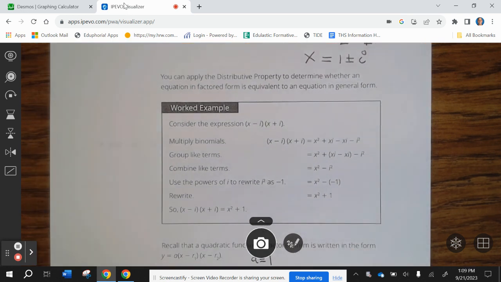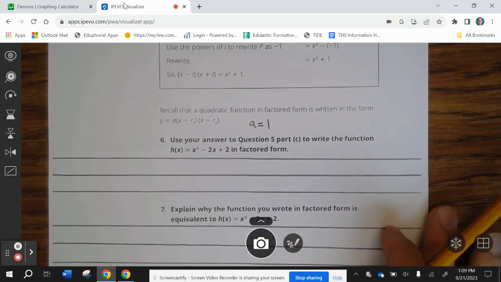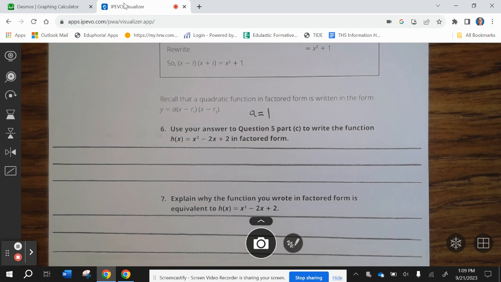All right, you can apply the distributive property to determine whether an equation in factored form is equivalent to an equation in general form. You're welcome to read the worked example. Recall that a quadratic function in factored form is written in the form y equals a(x minus r1)(x minus r2). Okay, use your answer to question 5 part C to write the form of the function.